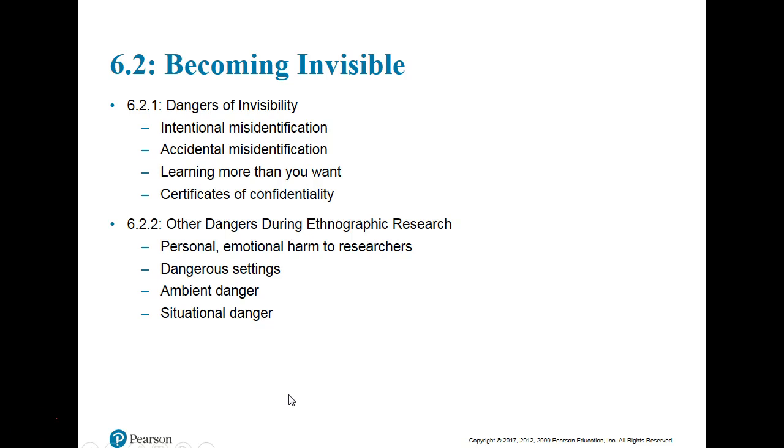There's also the danger of learning more than you want, and this occurs quite frequently. We talk about this within the ethics class as well, in criminal justice and any ethics. If you're involved in a situation where you are invisible and the participants believe you're someone else, let's say in a gang situation, and then the researcher actually sees illegal behavior or is asked to participate in the illegal behavior, this can become a danger.